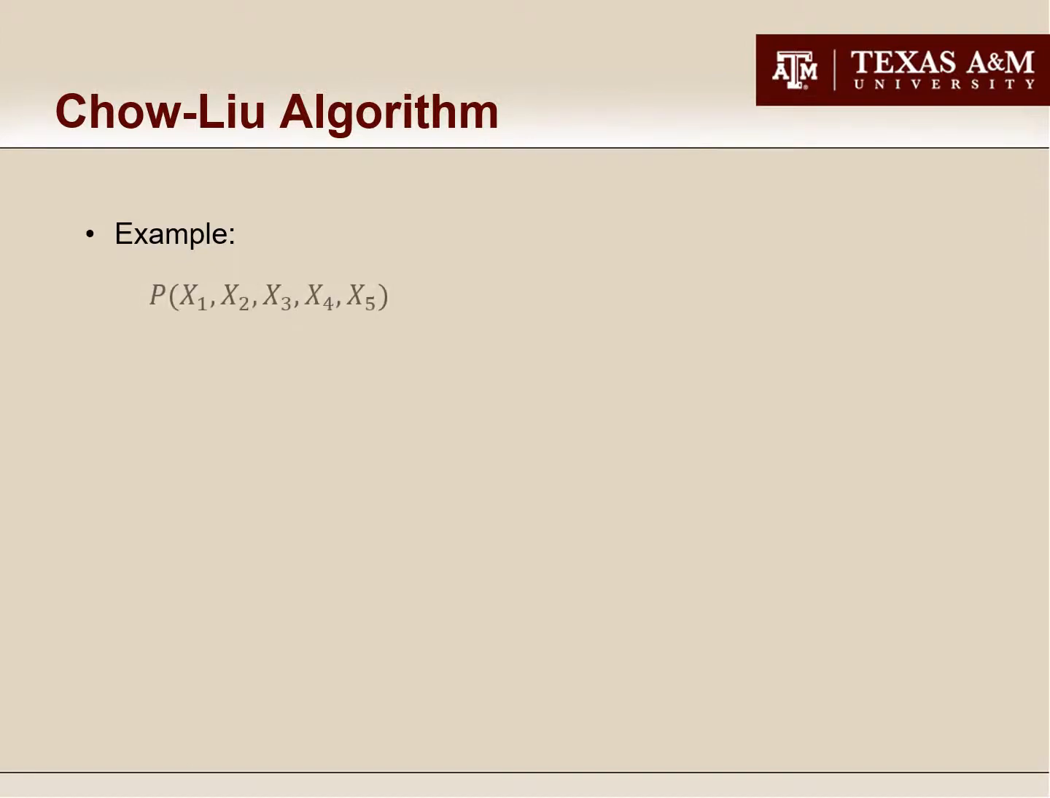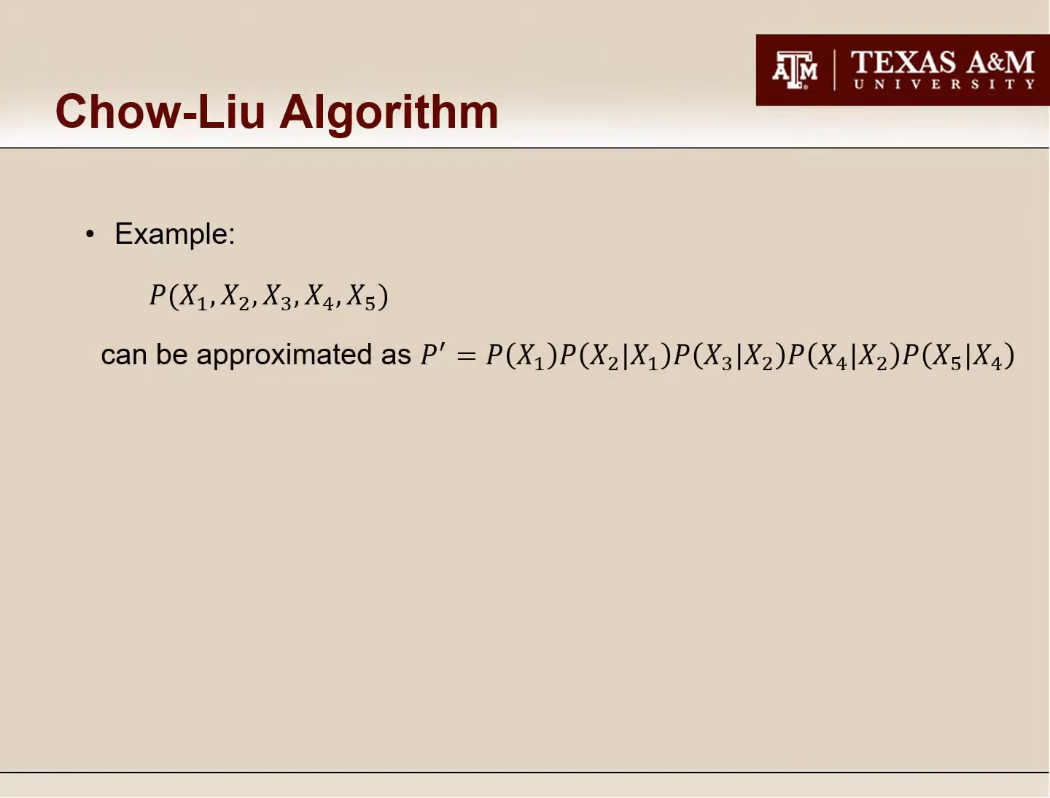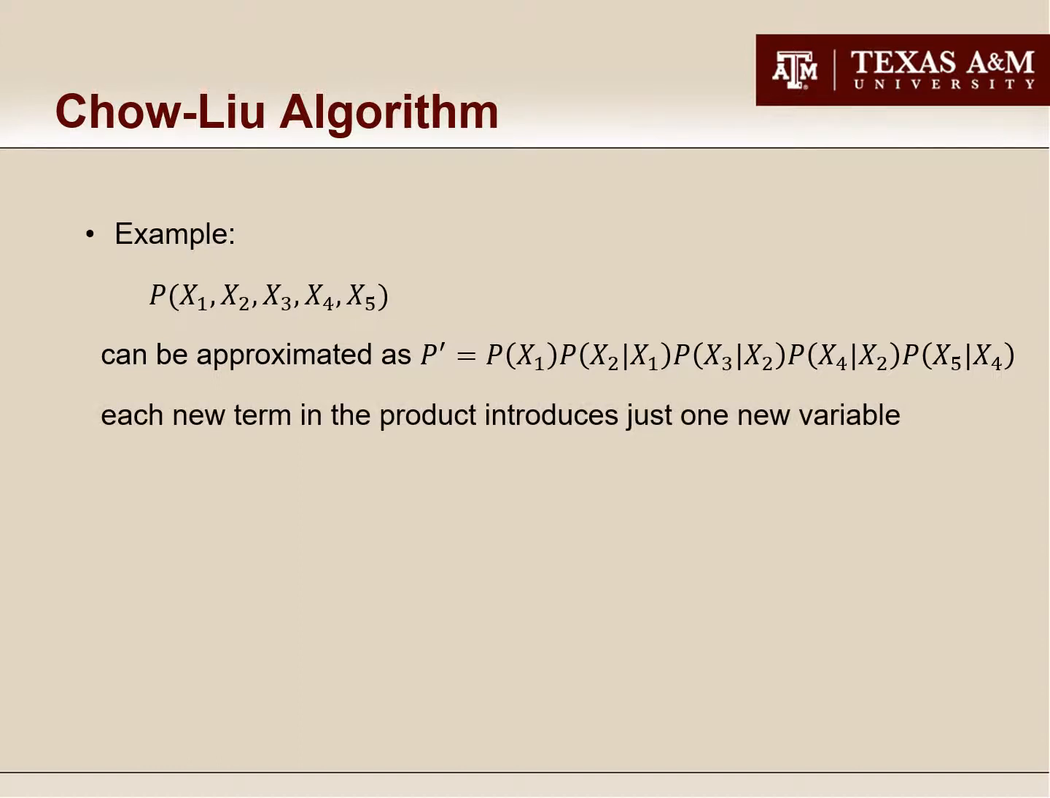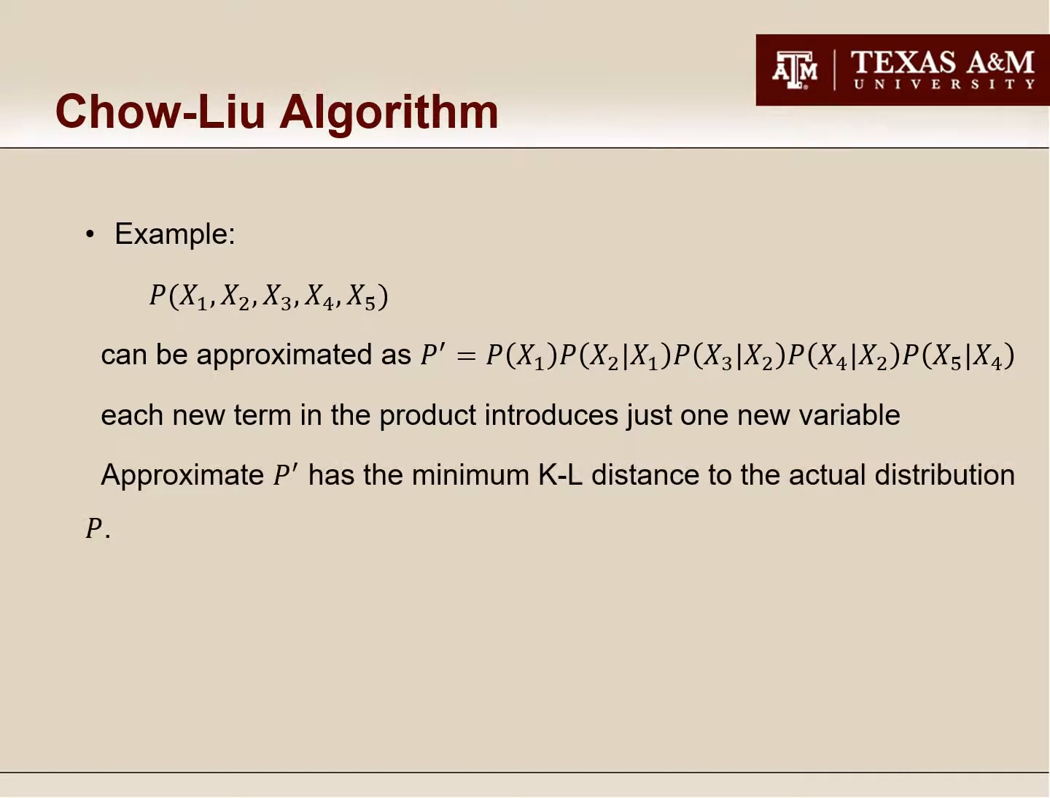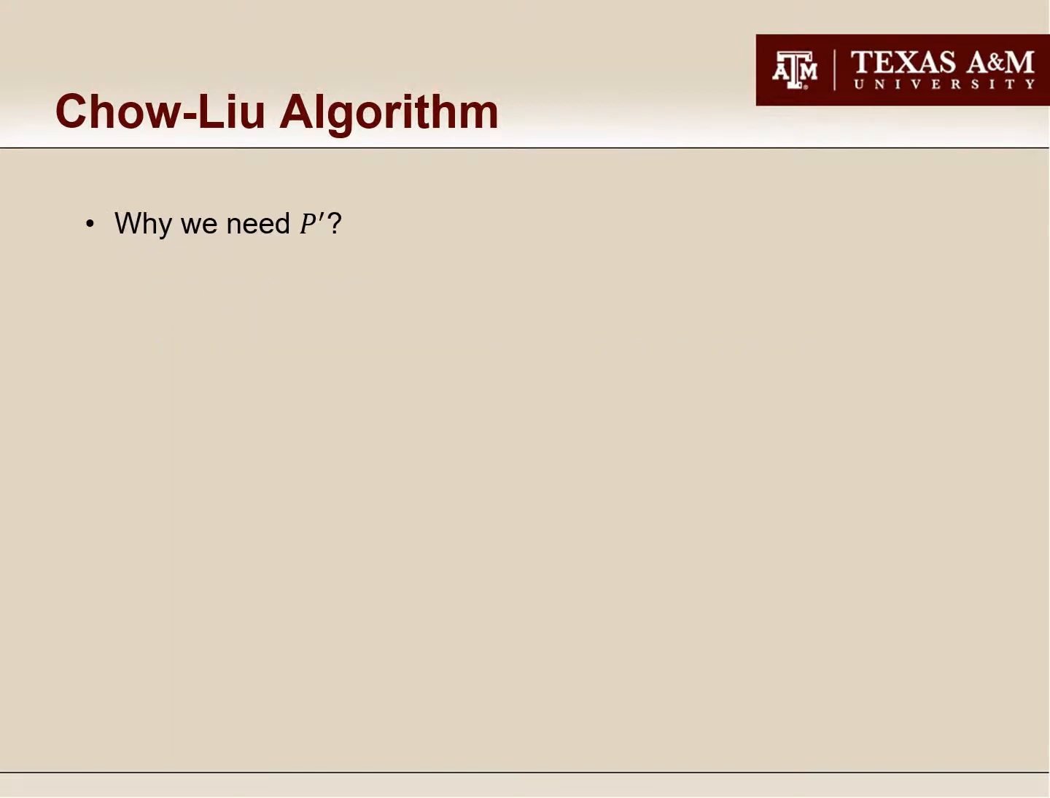For example, when we're given a joint distribution like P of x1, x2 to x5, we can approximate it as a P prime, which equals P of x1, P of x2 given x1, P of x3 given x1, and so on. It has a property that each new term in the product introduces just one new variable. And the Chow Liu algorithm can help us approximate the P prime, which has a minimal KL distance to the actual distribution P.